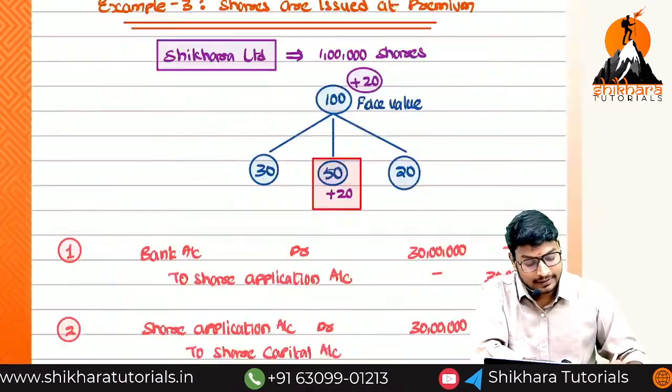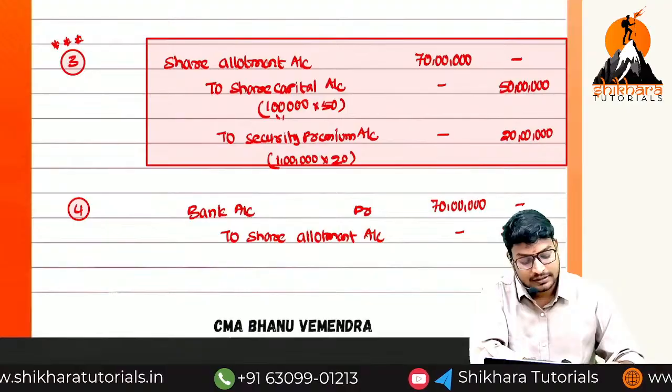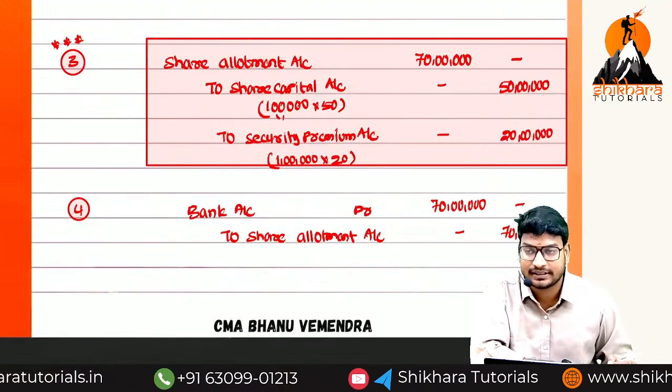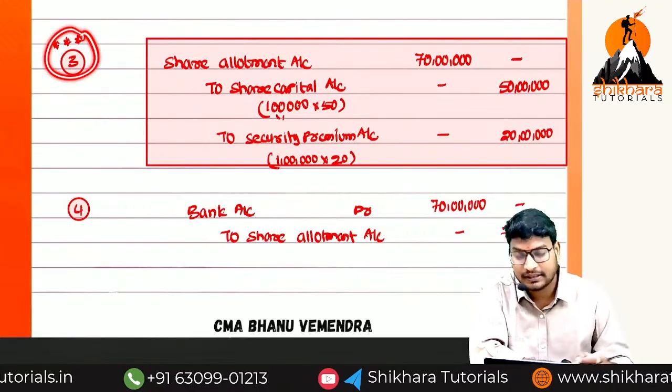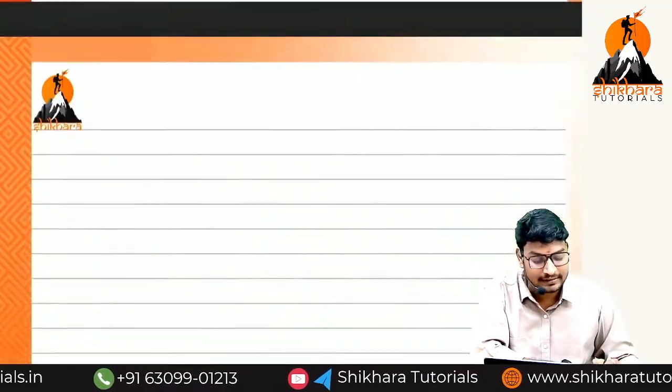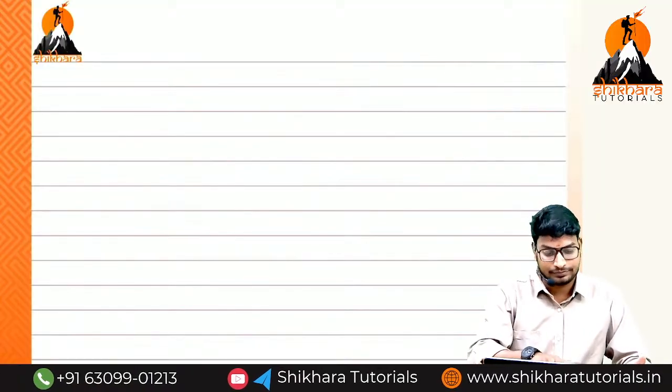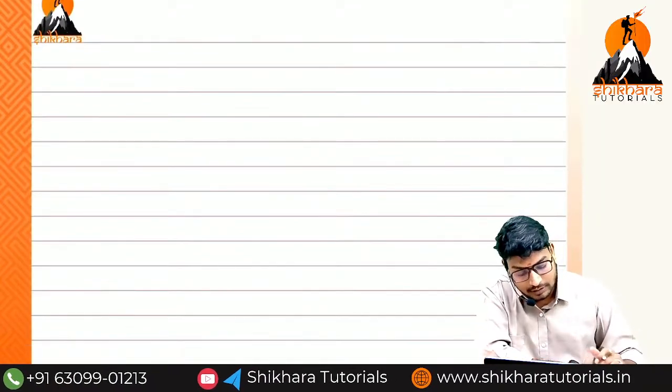Okay? Here the entry will differ. Yes or no? Share allotment account debited to share capital account and securities premium. So this is the special entry we have to see when coming to example number 3. And next we have to discuss example number 4. Calls in arrears.